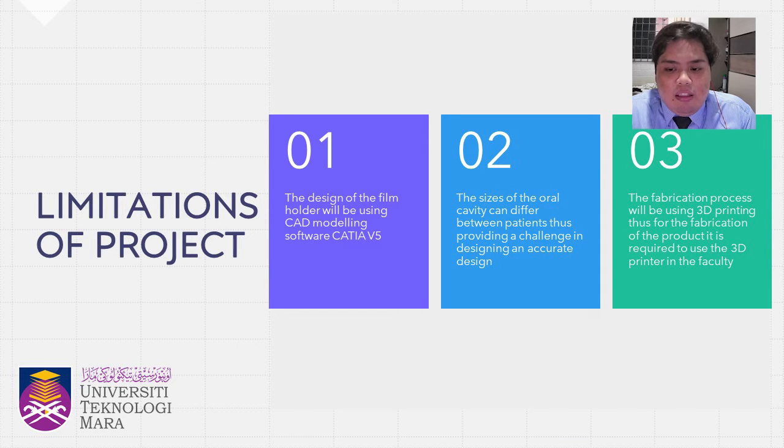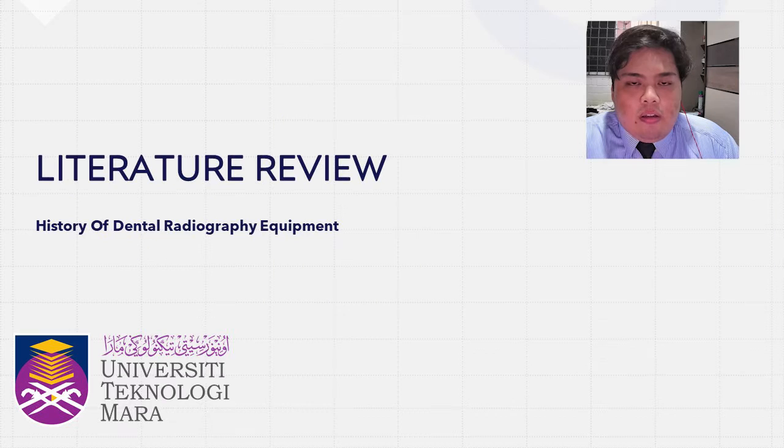So the third one is the fabrication process will be using 3D printing, thus we are required to use the 3D printer at the Faculty of Mechanical Engineering in Shah Alam. Now we will go to the literature review for this project.